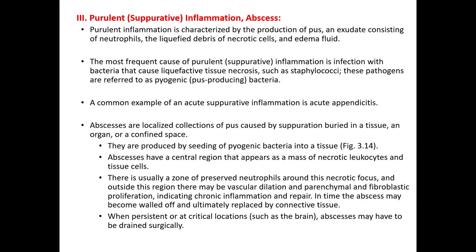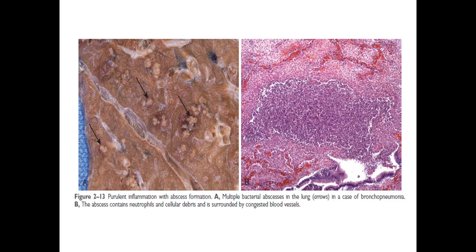When persistent or at a critical location, for example in the brain, the abscess may have to be drained surgically, because the brain is a very critical organ and it may cause pressure. If the abscess is large or causes heavy damage, the patient may become unconscious or may have serious systemic signs and symptoms, so it has to be drained. And this is the purulent inflammation with abscess formation.